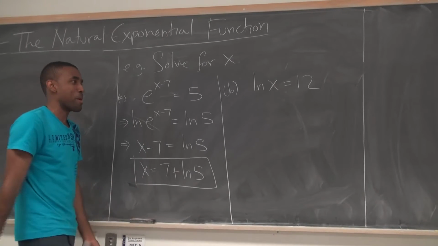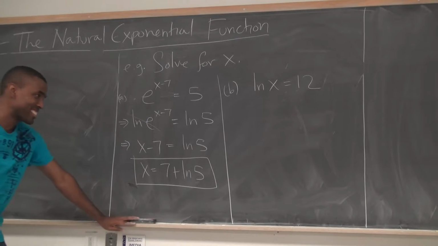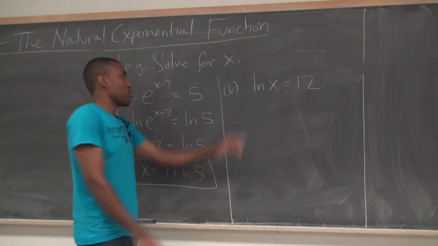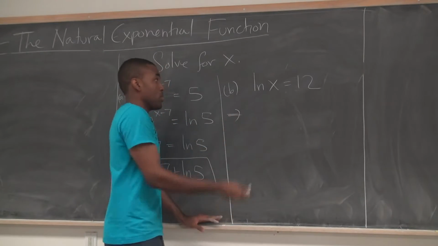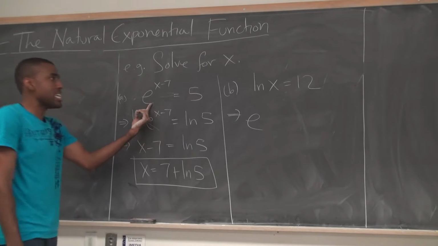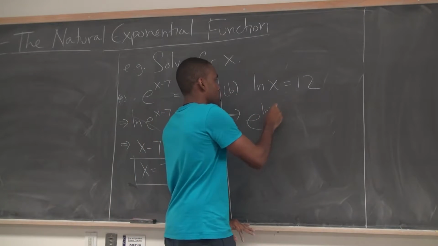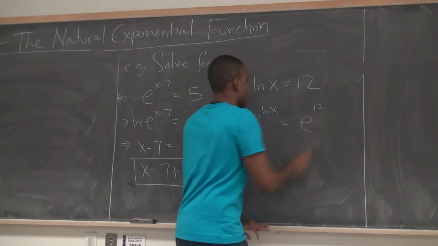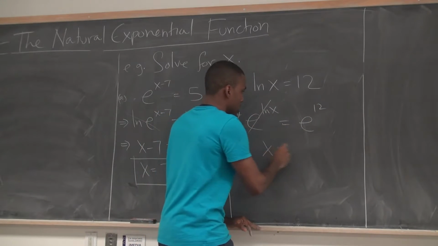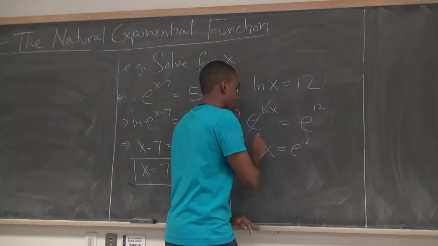Why are you going to go that way? Stop it. Relax. Okay, so what's this? Raise both sides to the exponential, right? To get rid of an e, you ln both sides. To get rid of an ln, you raise both sides to the e power. That cancels, so your x is just e to the 12.